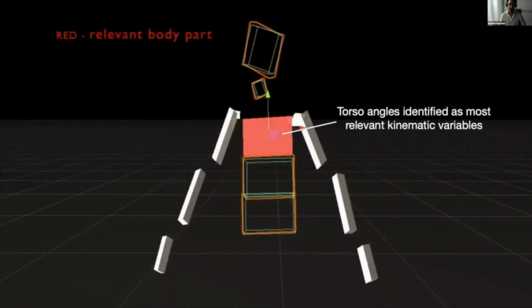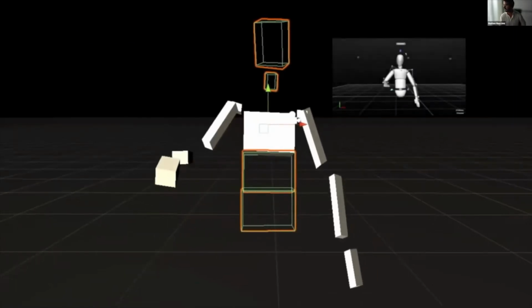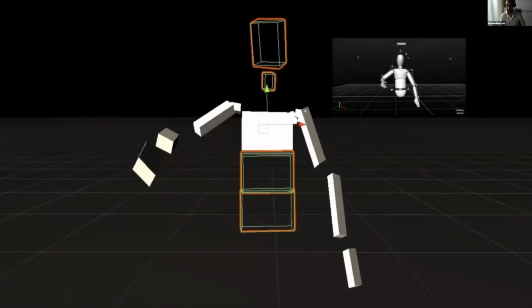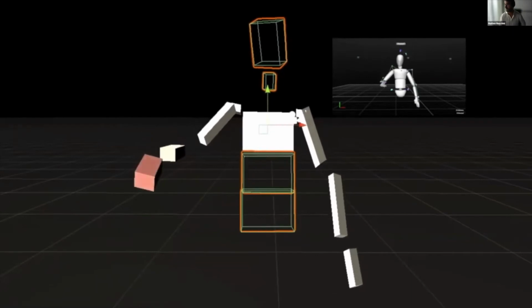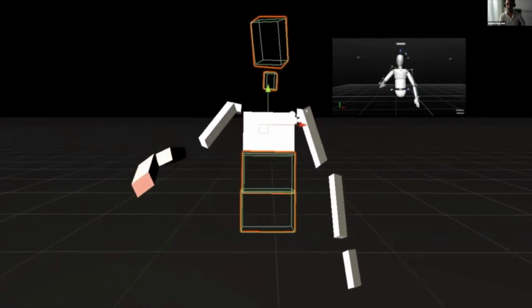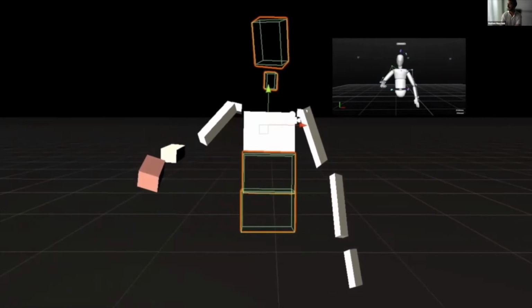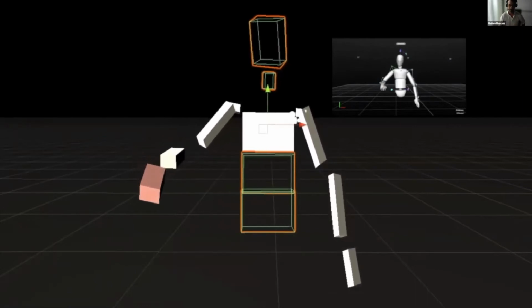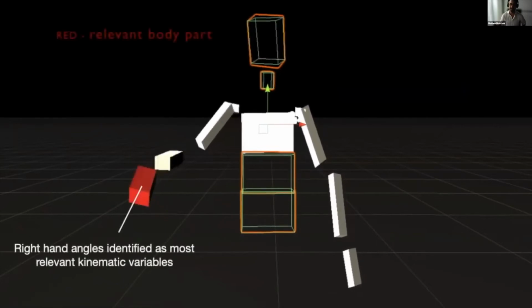What happens if a person moves in a different way, as we saw before? For instance, if a person wants to imitate the robot with their hand, we run the same algorithm and we see that the algorithm is capable of identifying, in this case, the right hand as the most important motion feature. So this person, in this case, will be able to control the drone using the right hand.